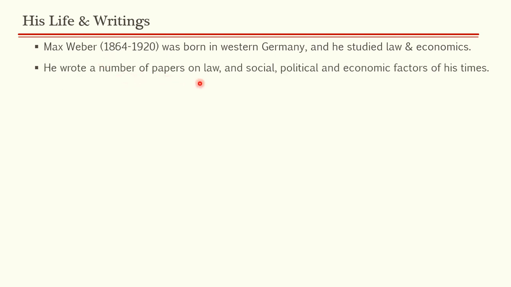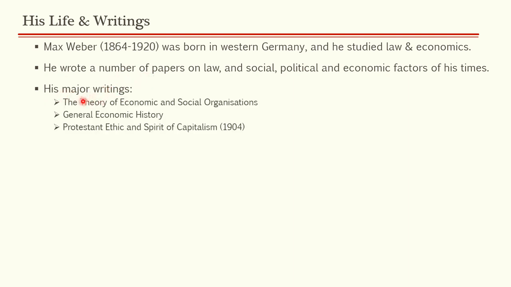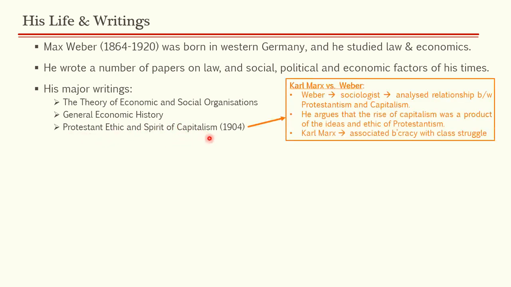He wrote a number of papers on law and social and political economic factors of his time. So Max Weber gave a lot of theories and a lot of papers. His major writings are Theory of Economic and Social Organizations, General Economic History, and the most important of his writings is what came in 1904, which is nothing but Protestant Ethic and Spirit of Capitalism. Now based on this particular book, there might be a question in UPSC to compare Karl Marx versus Weber. So what I'll do is I'll talk about this Karl Marx versus Weber for a little bit.